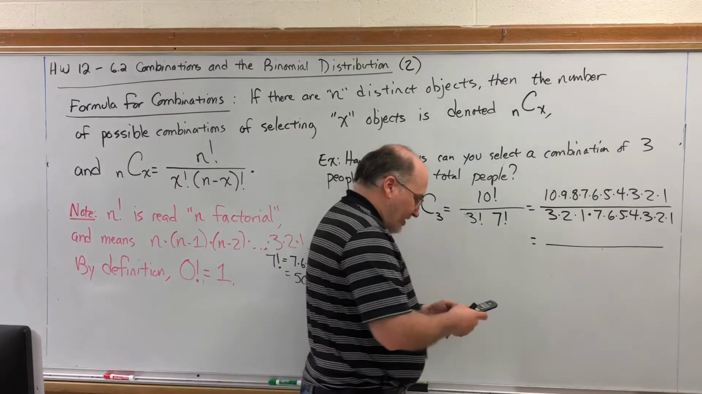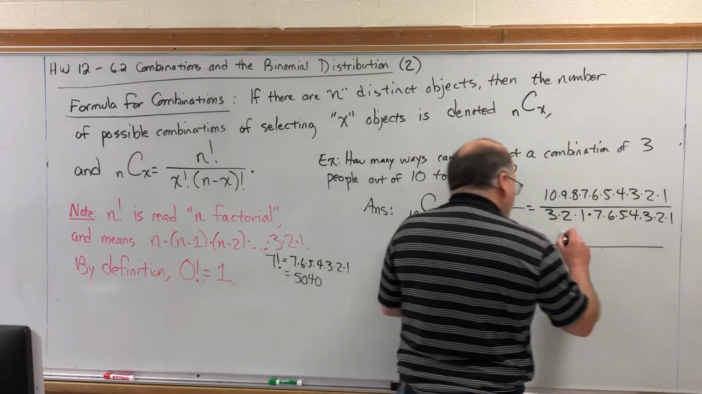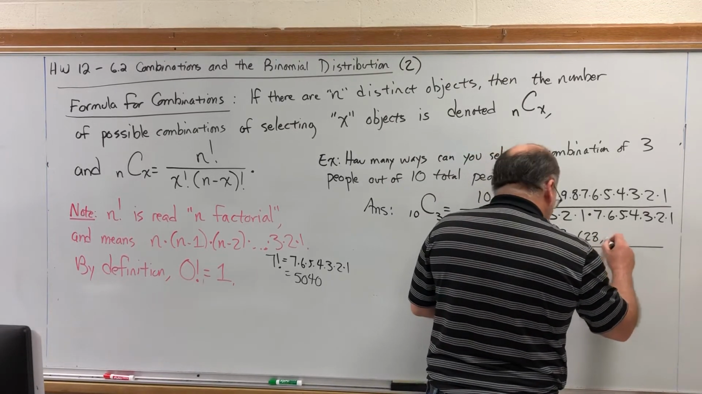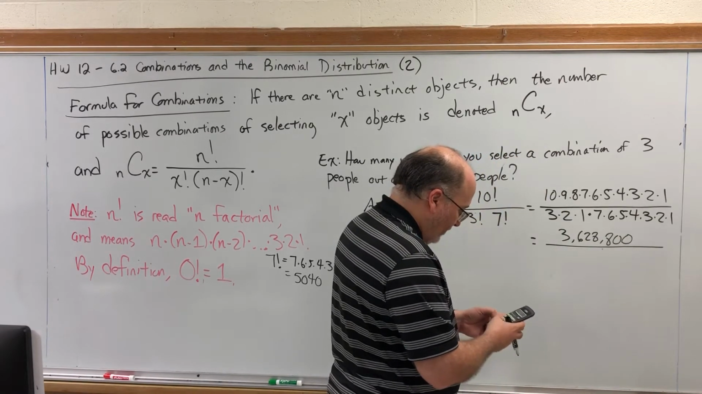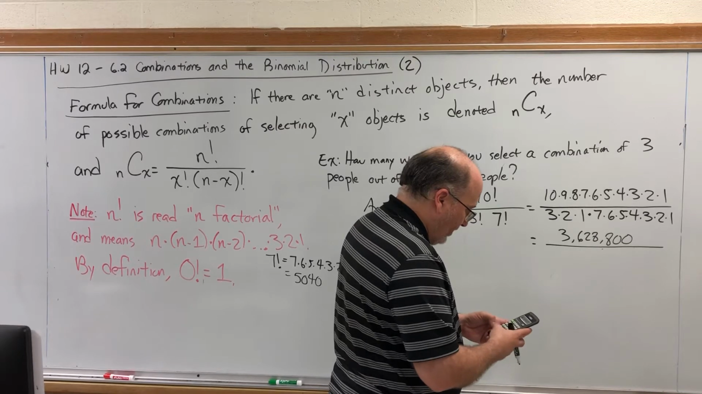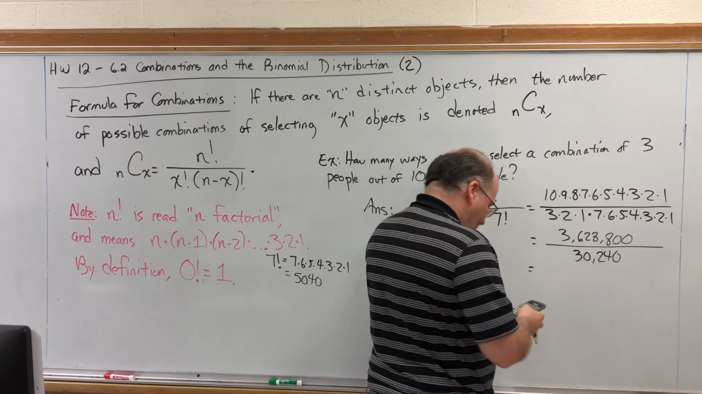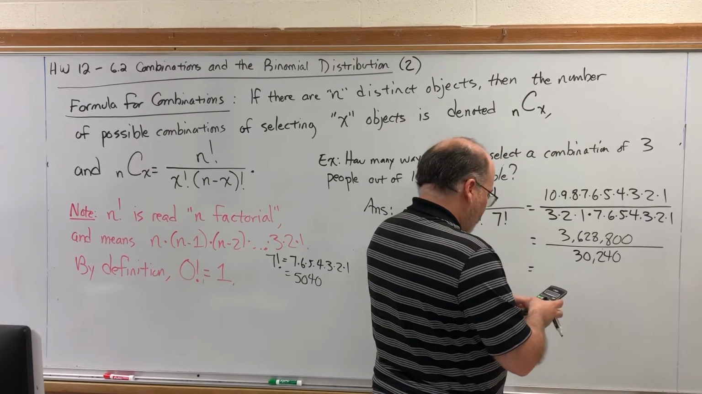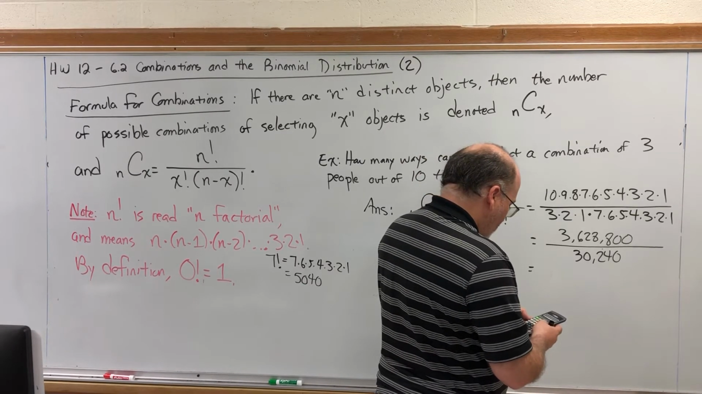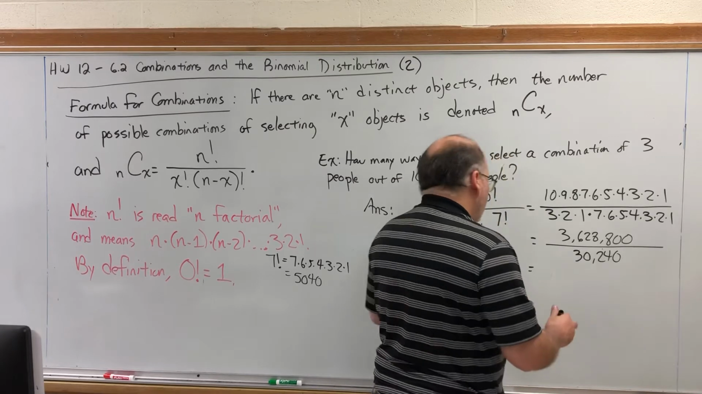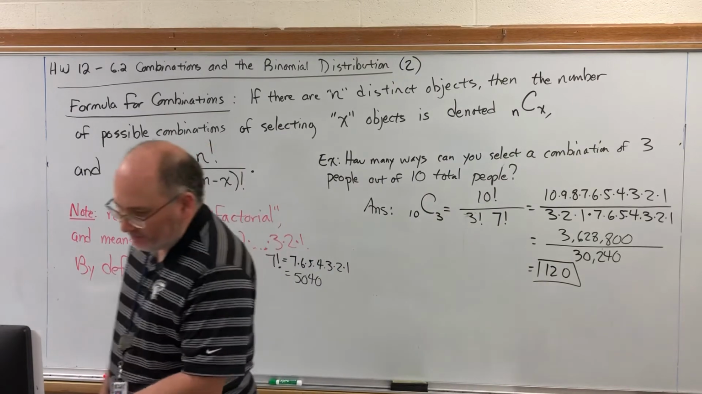Let's see, the top side, the numerator, ends up being 3,628,800, whereas the denominator is 30,240. And if you divide those, you get 120. That's what I said earlier. So that's how I got the 120.